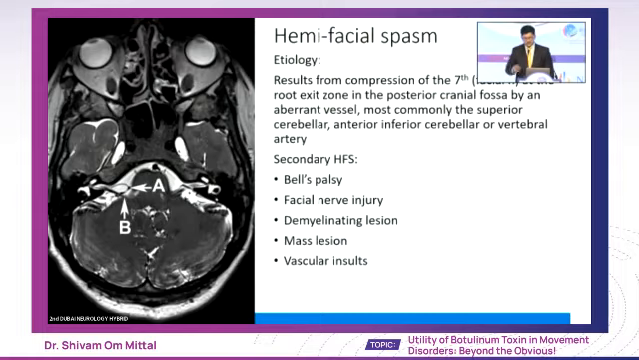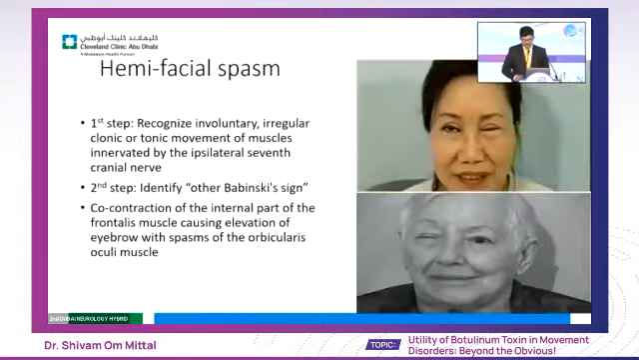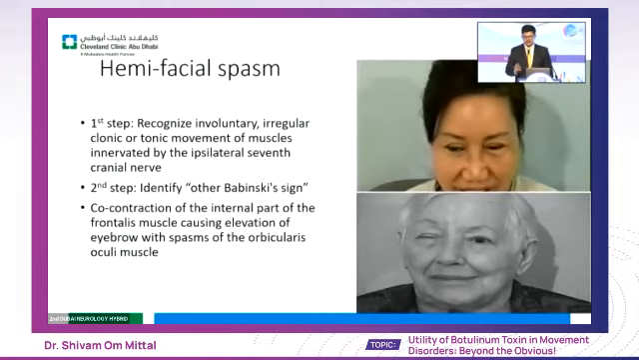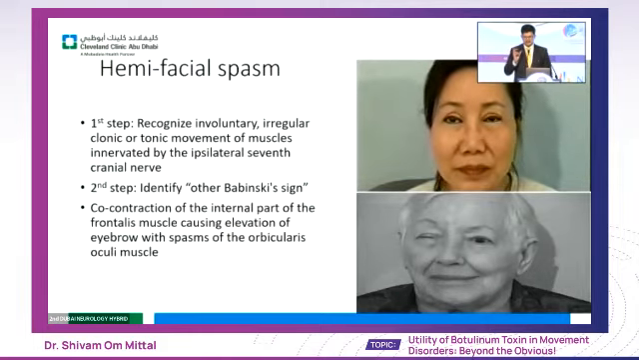Other reasons to look at are post-Bell's palsy, facial nerve injury, and things like that. I'll come to the video. So we can see this patient has a left hemifacial spasm. The first step is to recognize these involuntary, irregular, clonic, or tonic movements. They can be very fine or they can be very clonic.